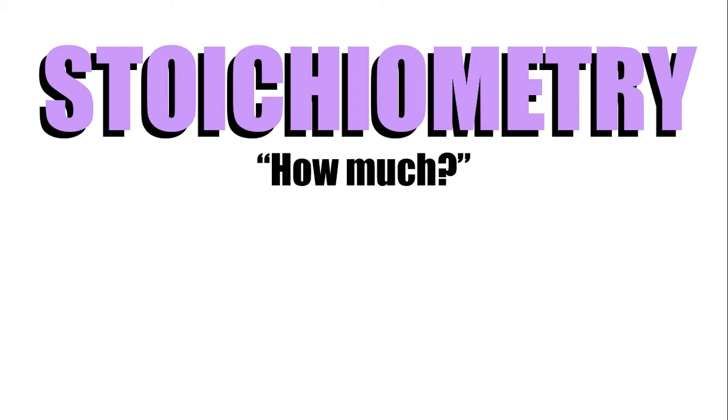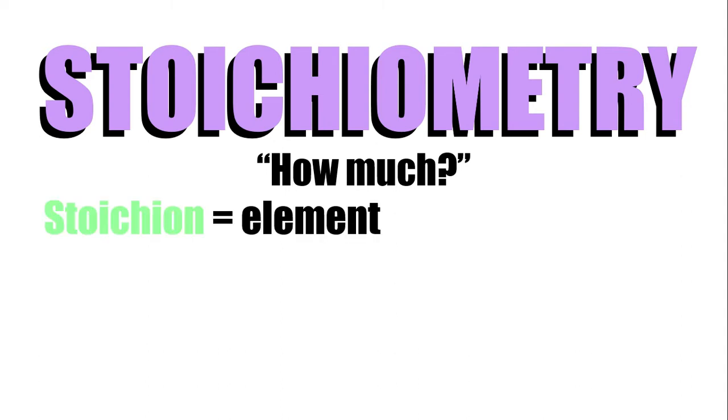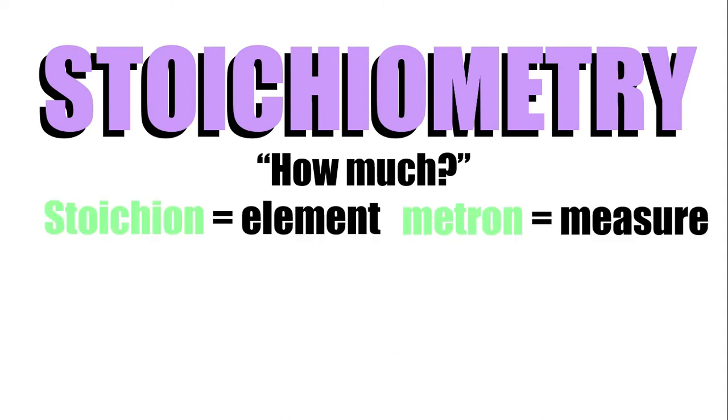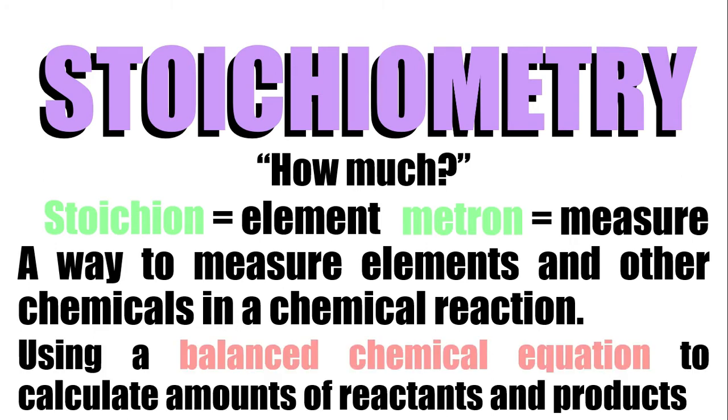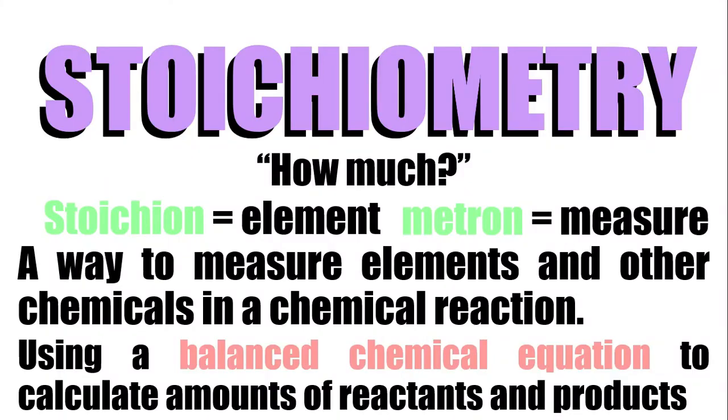Stoichiometry comes from two Greek words, stoichion meaning element and metron meaning measure. Stoichiometry is a way for scientists to measure elements and other chemicals in a chemical reaction. Here we use a balanced equation to calculate amounts of reactants and products. With that being said, you should master balancing chemical equations first before dealing with stoichiometry. If you're unfamiliar with balancing of equations, we have videos for that.